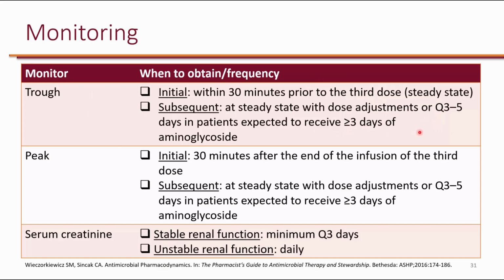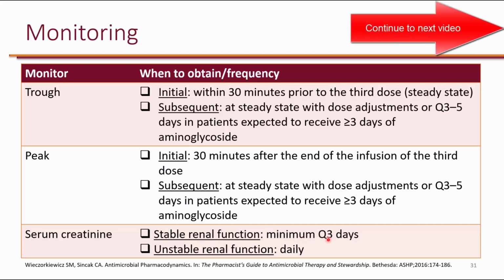Of course, more frequent monitoring would be required depending on the clinical status and also on renal status. Trough monitoring is for safety, and we do peak monitoring for efficacy. So the peak you want to do at least 30 minutes after the end of the infusion to allow distribution to the tissues. And of course, it's also important to monitor serum creatinine due to nephrotoxicity of aminoglycoside. So in stable renal function, at minimum every 3 days. In someone with unstable renal function, you want to monitor daily.